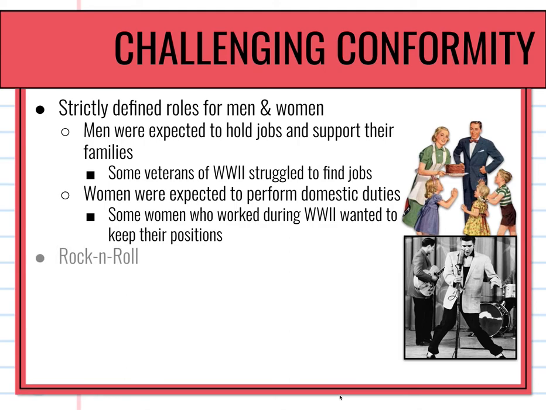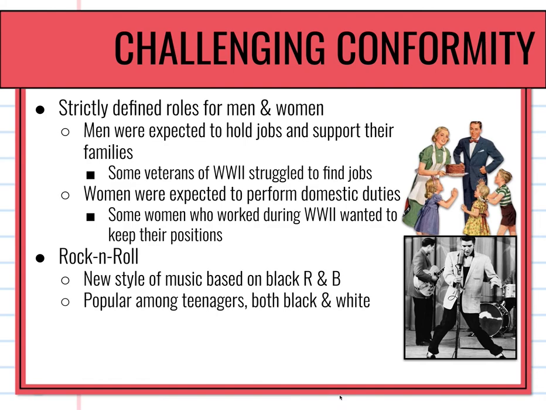And then we also have kids who are challenging conformity through the vehicle of rock and roll. This comes out during the 50s. It's a new style of music. It's very hip at the time. It's based on black rhythm and blues music. It's a little bit faster than jazz. It's upbeat. It's up tempo. It's just good music. And it's very popular among teenagers, both black and white.